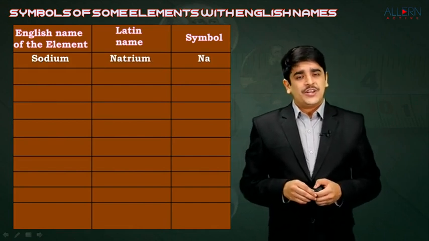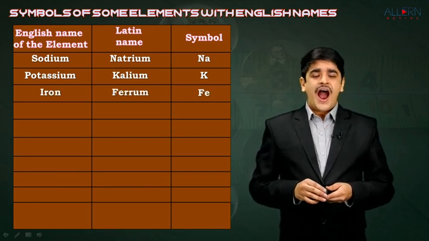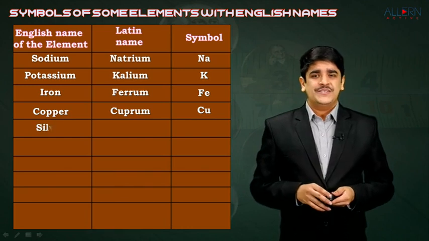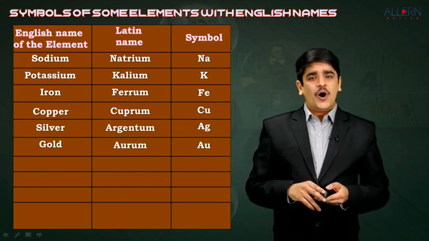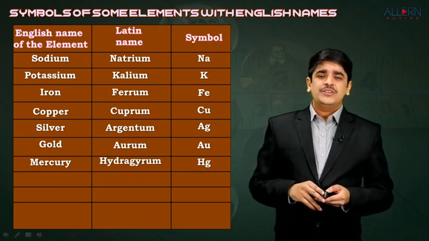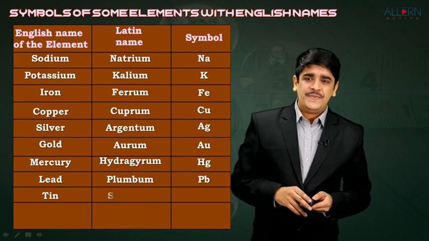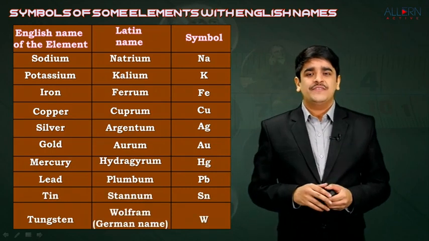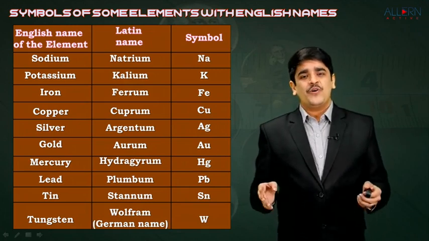Sodium is called natrium, therefore Na. Potassium is kalium, so K. Iron is ferrum, therefore Fe. Copper is cuprum, as we just discussed, Cu. Silver is argentum, becomes Ag. Gold is aurum, Au. Mercury is hydrargyrum, Hg. Lead is plumbum, Pb. Tin is stannum, Sn. And finally we have tungsten, which comes from its German name, Wolfram, which gives W.